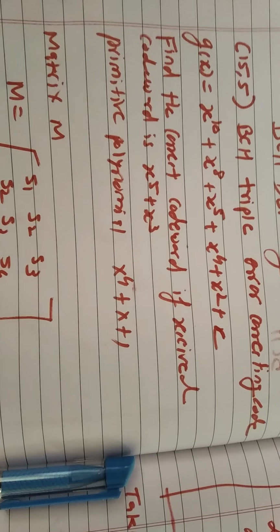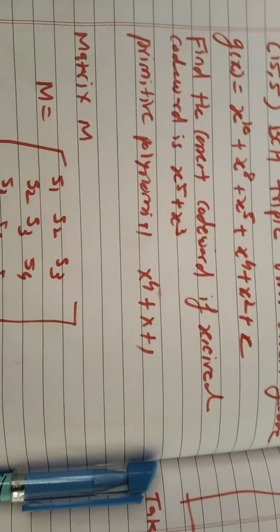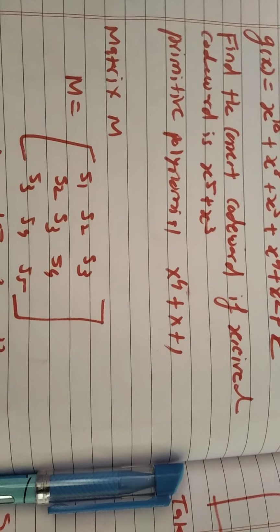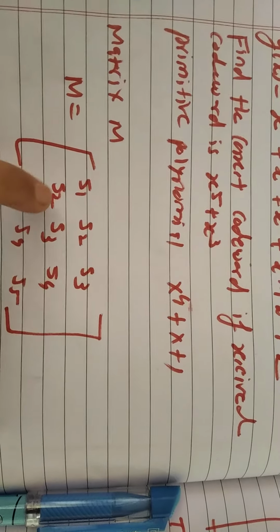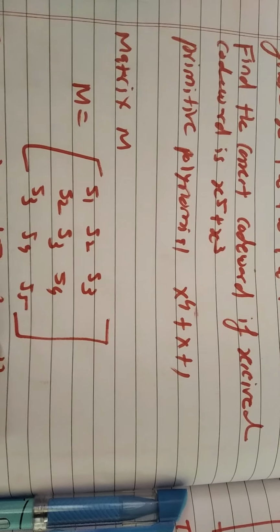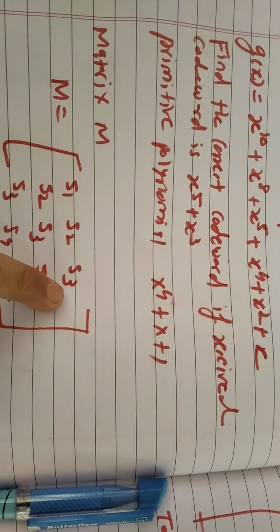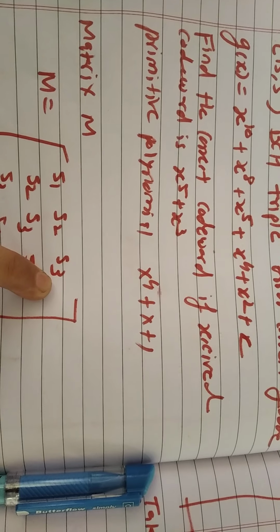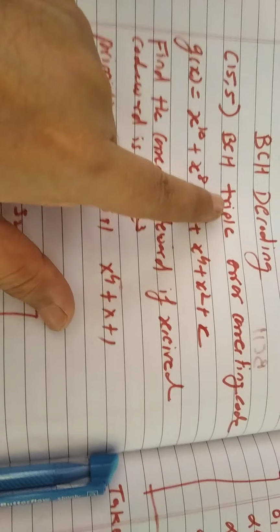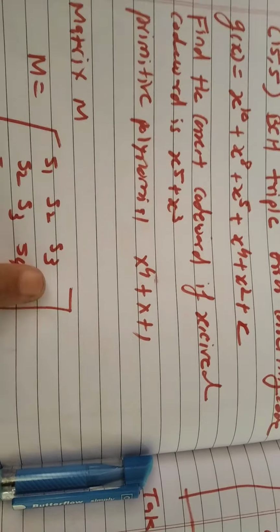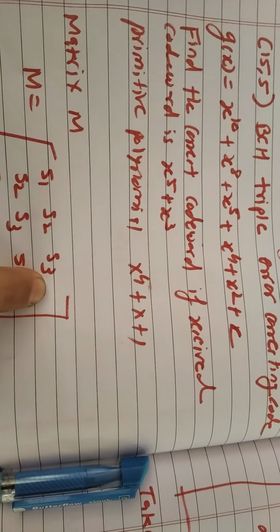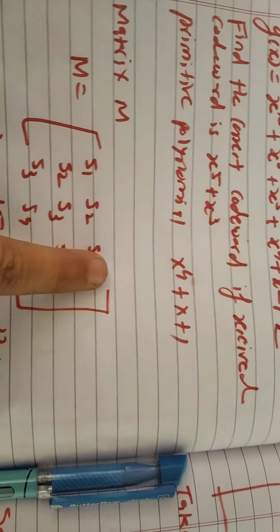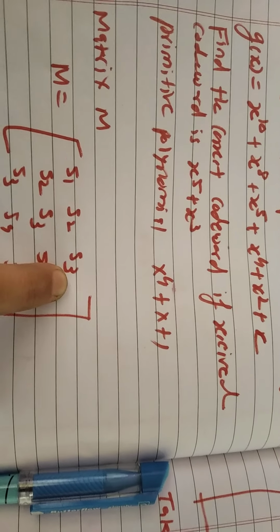So in such problems, first you have to find the matrix M. Here the matrix M is S1, S2, S3. Then start from S2: S2, S3, S4, then S3, S4, S5. Now this 3 is there because there is triple error. This is a triple error correcting code. So you have to go from S1 to S3. If it is 4 error correcting, then you have to go up to 4.